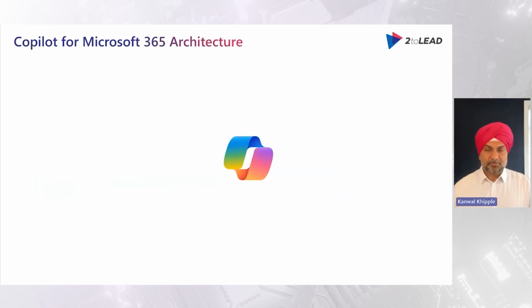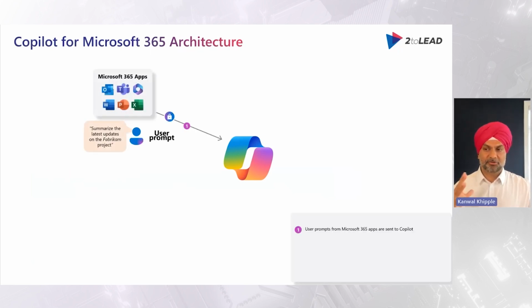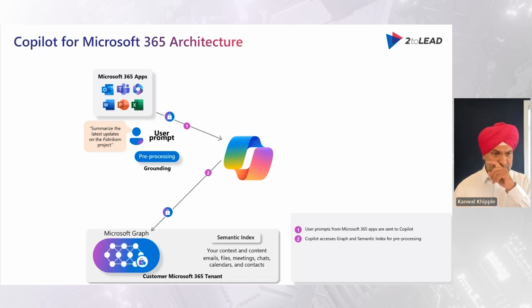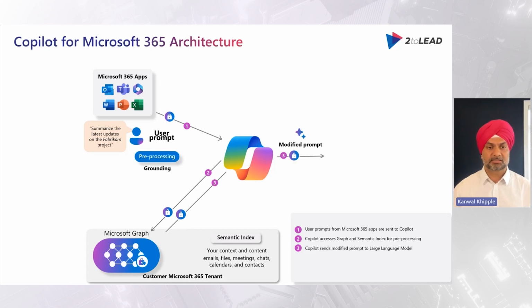Let's dive a little bit deeper into how the API calls are made. This is pretty popular in terms of walking through and understanding what the flow looks like for interacting with Copilot. So I want to walk through that a little bit here with you as well. A user makes a prompt around summarizing the latest updates from the Fabricom project. That data goes to Copilot. Copilot goes ahead and sends that prompt and accesses the graph and semantic index for pre-processing. So it goes into your customer tenant and says, oh, based on all the data that's been collected, here's what I understand.